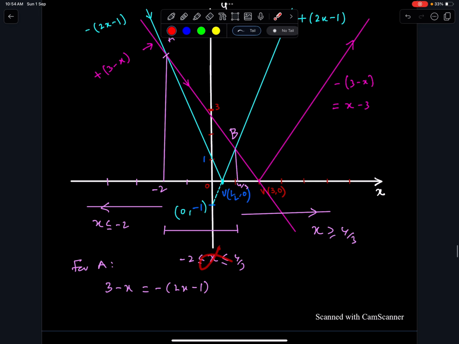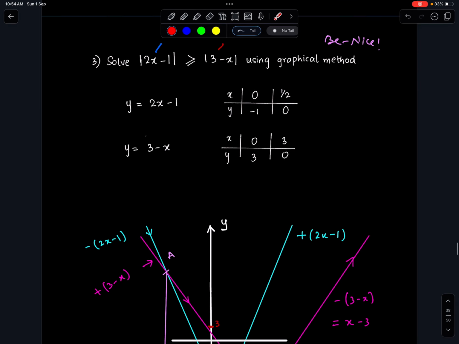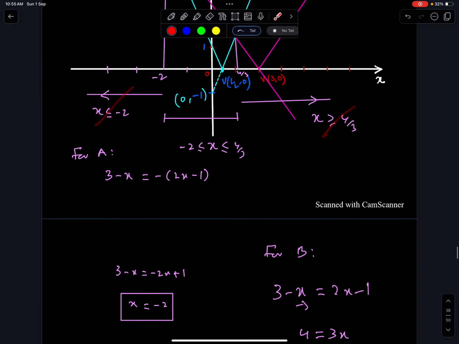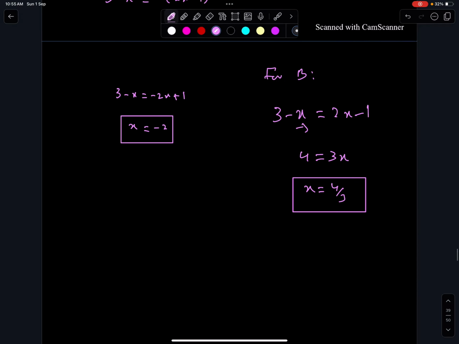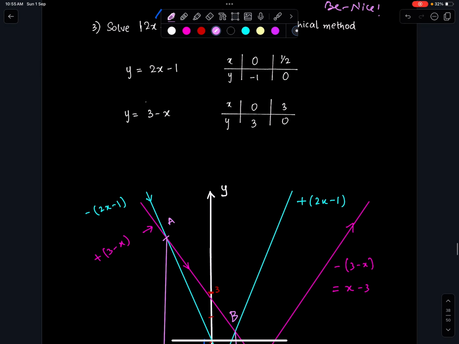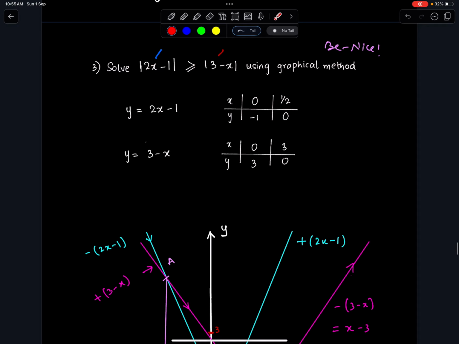This is not the right solution, because in this solution this modulus is above this modulus, and for these two solutions this modulus 2x minus 1 is above this modulus. So the required solution is x less than or equal to minus 2 or x greater than or equal to 4 upon 3. So this is the way to write the solutions. You just need to observe where this graph is above this graph from the x coordinates of the points of intersection.